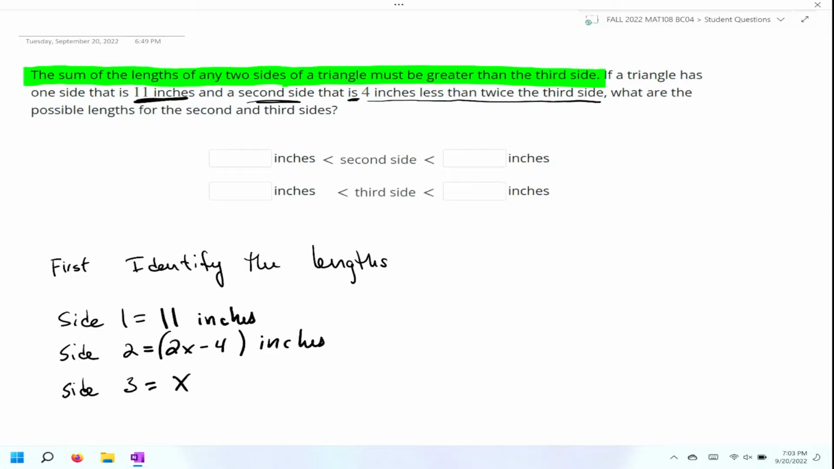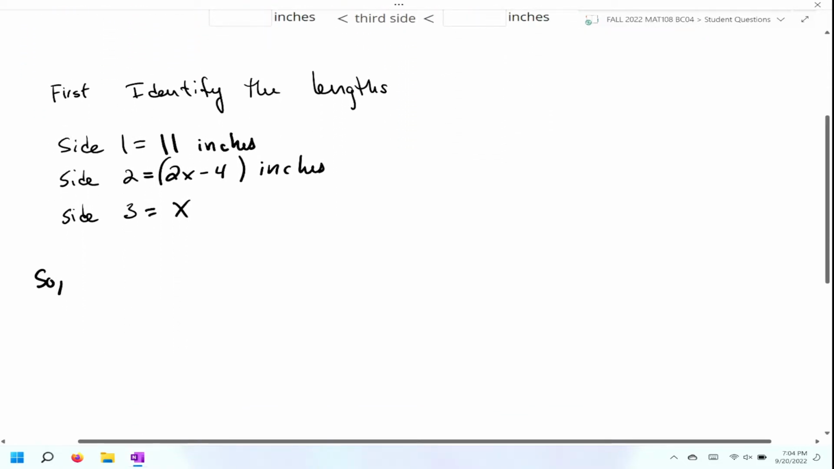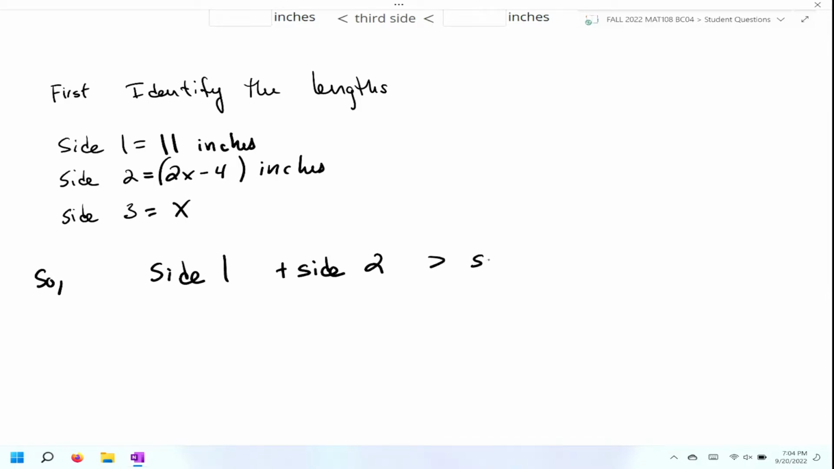Okay? Now that we've identified our three sides, we're going to try to find a relationship between all these three sides and that very first sentence in green, which says the sum of the lengths of any two sides of a triangle must be greater than the third side. So we can say side one plus side two must be greater than side three. Okay, that's the first idea. Now, I'm not saying this is the correct one, but this is exactly what it is saying. So let's go ahead and try to figure this out.